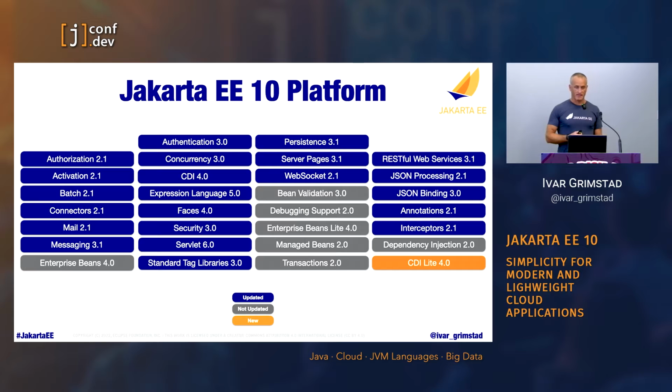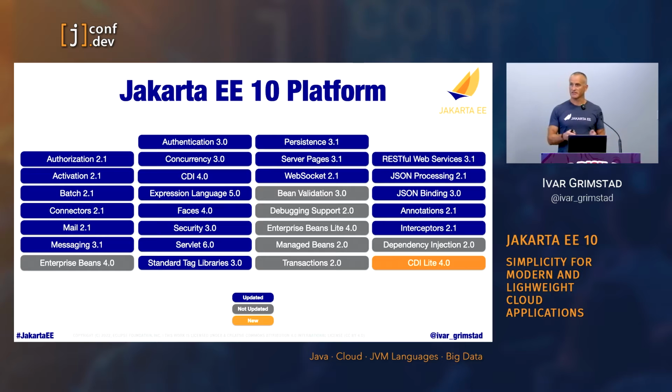And Jakarta EE 10, as I said, is a bunch of new stuff. These are all the specifications that are part of the Jakarta EE platform, and all the blue ones are the ones that are updated in this release. You can see that the majority of them have updates. About half of those with updates are a .0 release, which means they are a major upgrade from the previous version. Those with .1 behind them are minor updates. The major update may also signal that it's not necessarily backwards compatible.